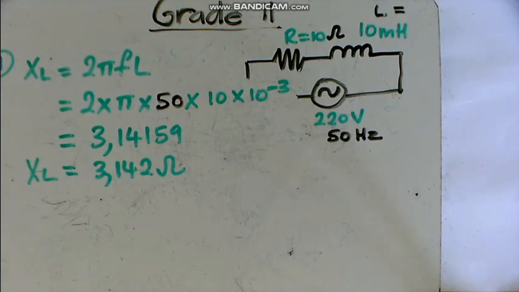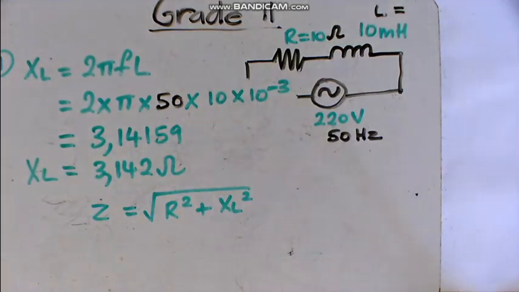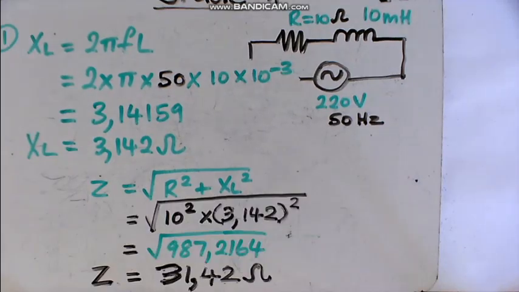Right. Now we're going to calculate the impedance, so we have to use the formula Z is equal to. So there's our formula. Substitute our values, R is 10 and XL calculated above. Right, our final answer is 31,42 ohms. So now we have calculated the impedance.